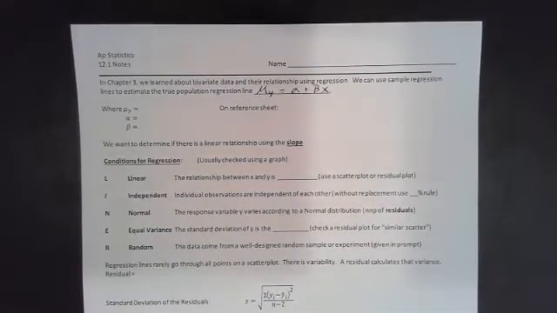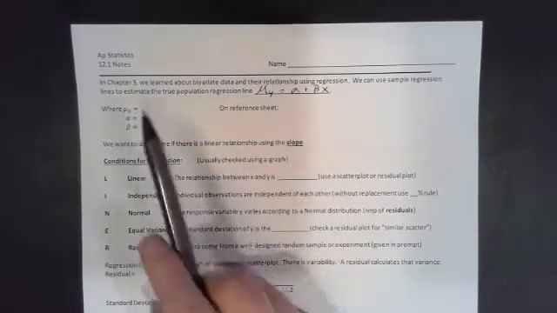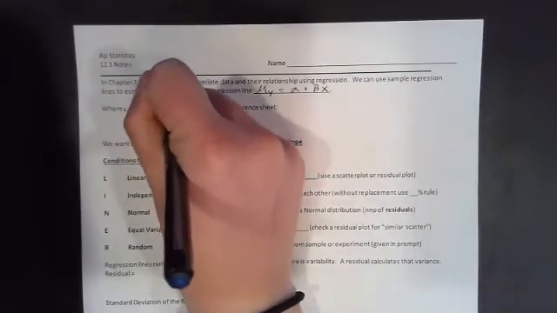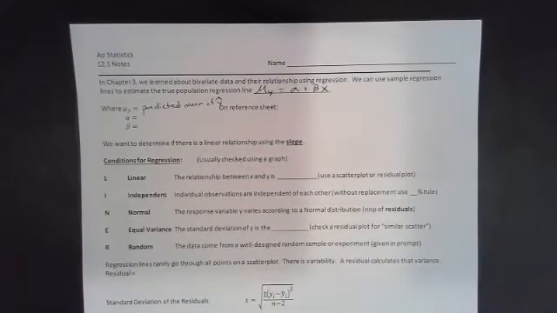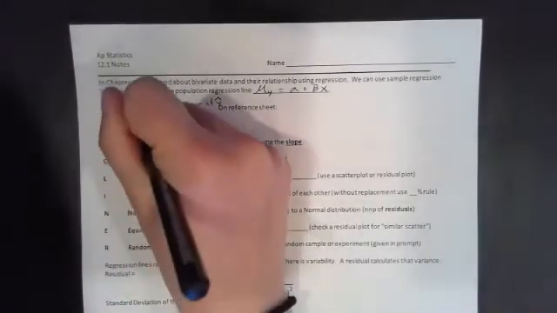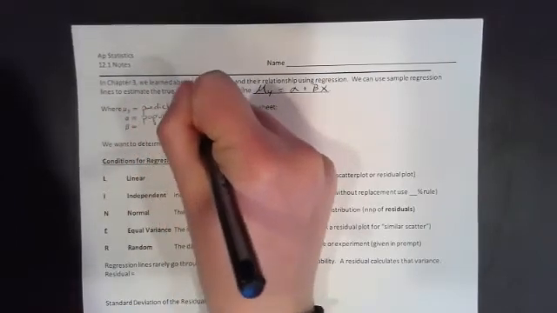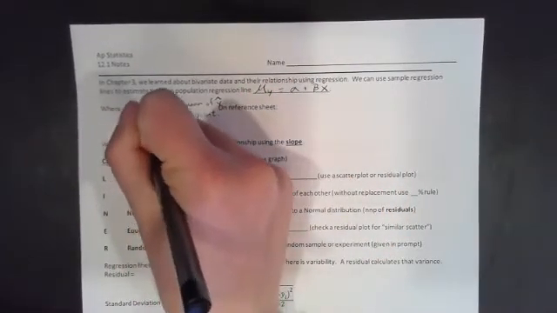All right, so let's go over what this stuff means. So mu y is the predicted mean of y hat. Alpha is the population y-intercept. And beta is the slope of the population.